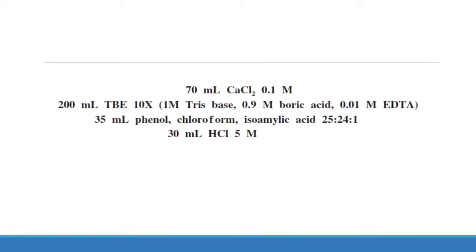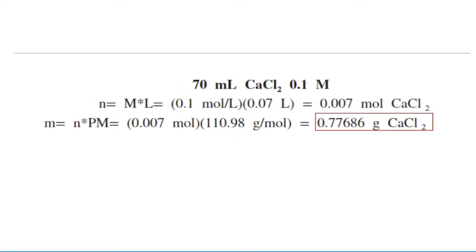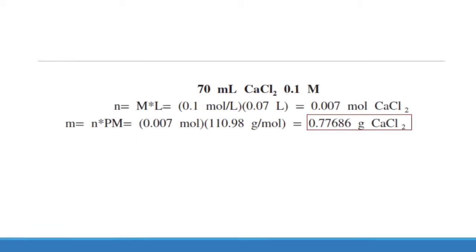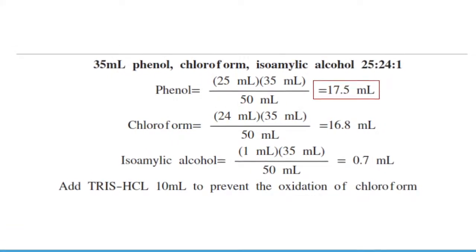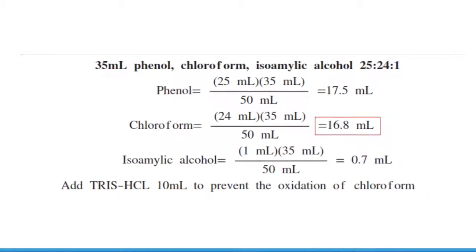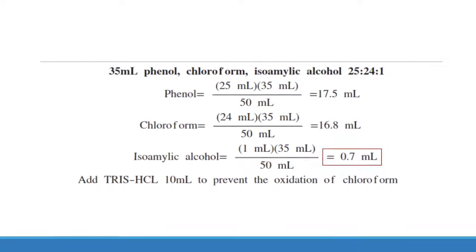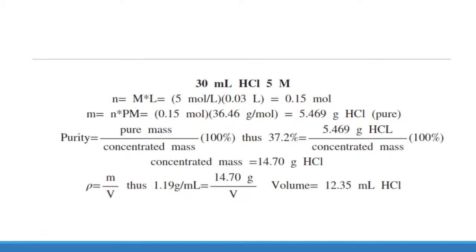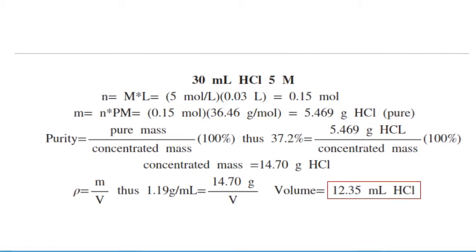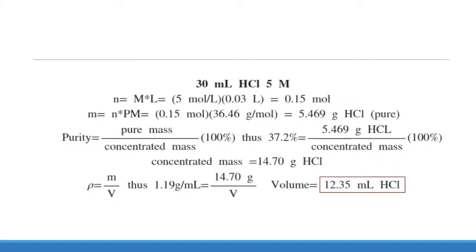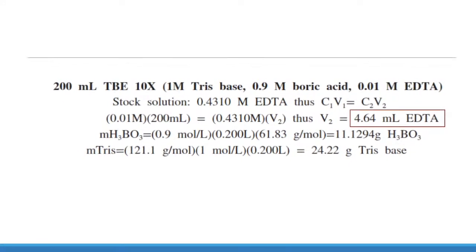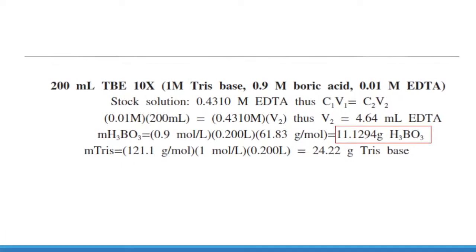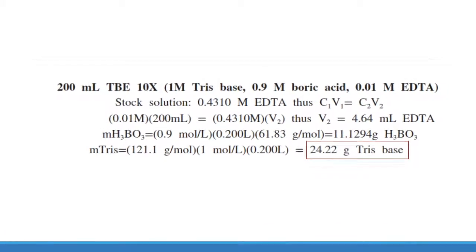Our team was requested to prepare 4 different solutions, which are the following ones. The total amounts weighed for each solution were 0.7768 grams of calcium chloride for this solution. In the case of the phenol chloroform solution in a 25:24:1 proportion, 17.5 milliliters of phenol were required, 16.8 milliliters of chloroform, and 0.7 milliliters of isoamyl alcohol. In the case of hydrochloric acid, 5 molar, after mass calculations, we decided that 12.35 milliliters were used, and the rest will be filled with water. And finally, for the 200 milliliters of TBE, 4.464 milliliters of EDTA were used with 11.1295 grams of boric acid and 24.4 grams of Tris base.